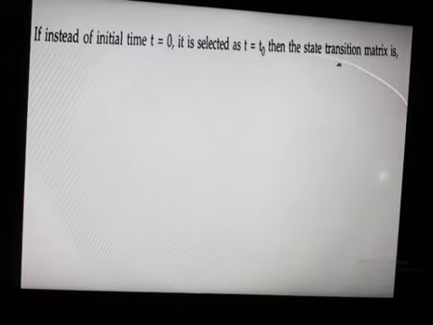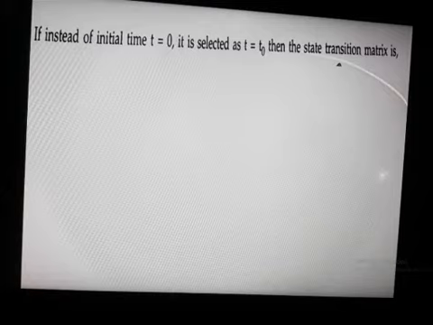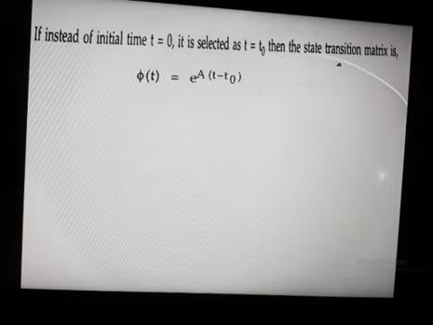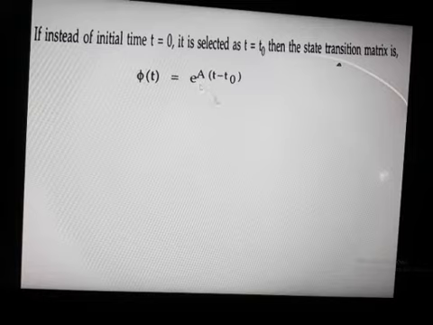We have some properties of this state transition matrix. They are also very important. For example, in signals and systems, we have time shifting and time scaling properties. Similar properties are here also. See the first one: if instead of the initial value t equal to 0, you select t equal to t naught, then the state transition matrix becomes phi of t minus t naught is equal to e power A into t minus t naught. This is one property of the state transition matrix.